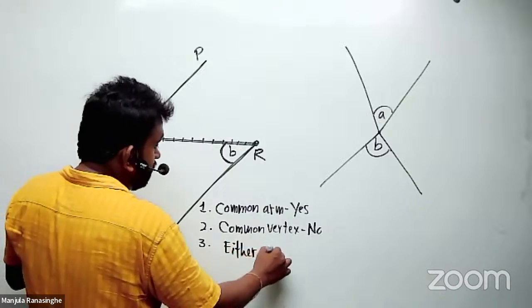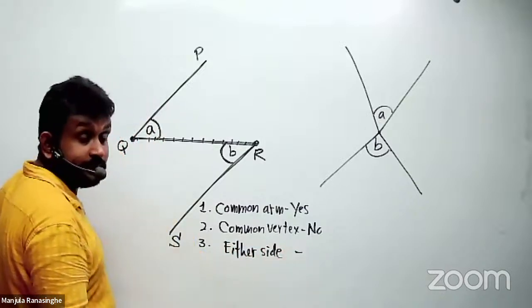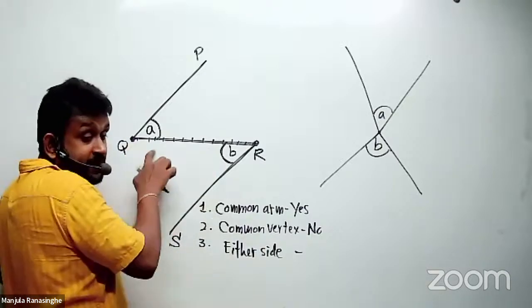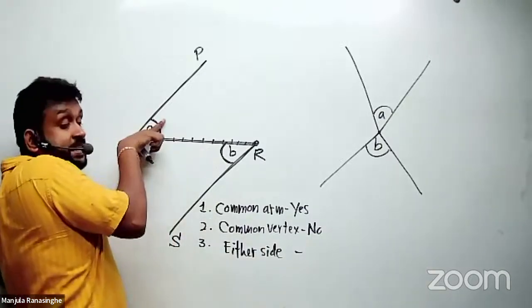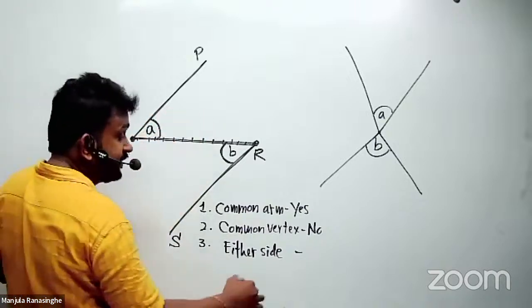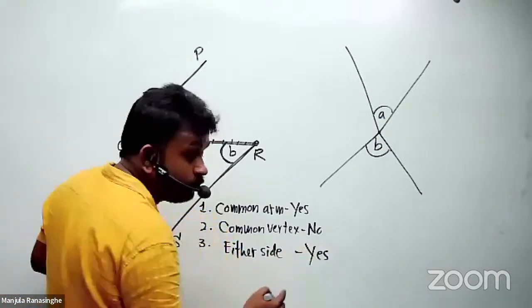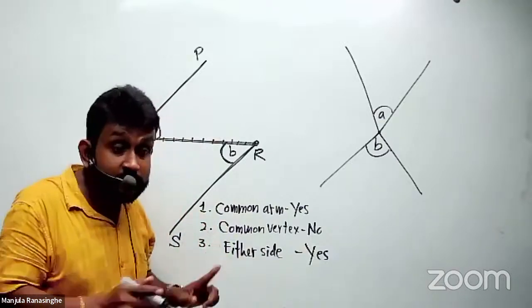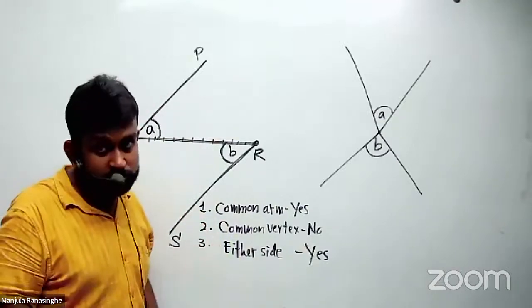arm. On either side of the common arm, one side A and the other side B. Right. Above A, below B. So that is fine. Yes. But you know that if one condition fails, then totally they are not adjacent.